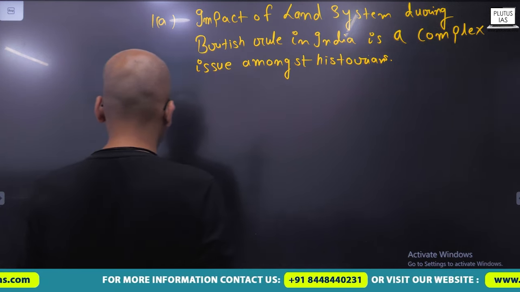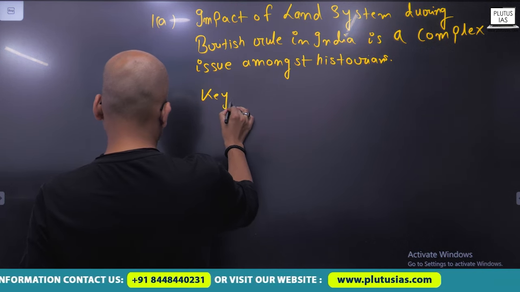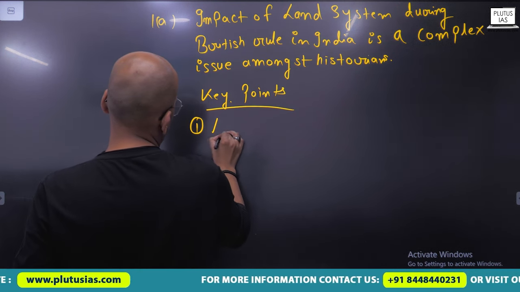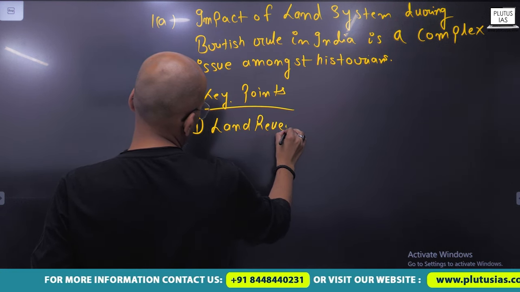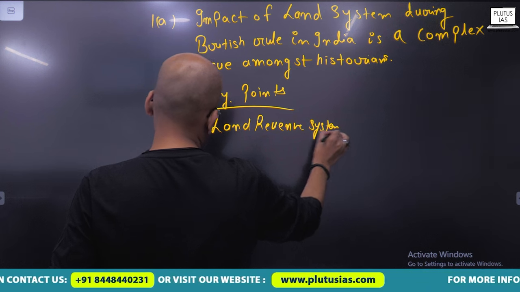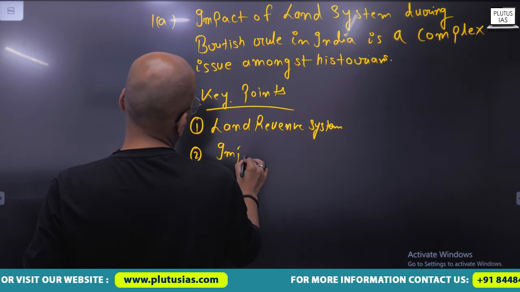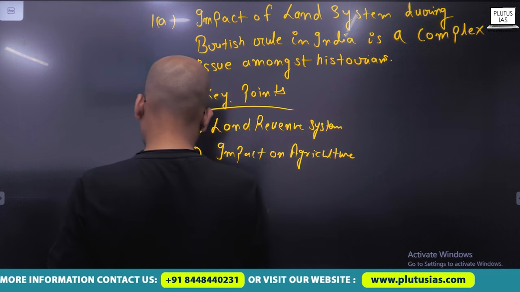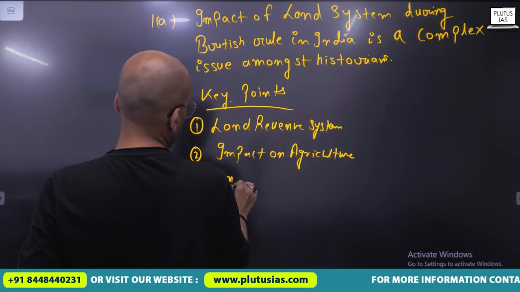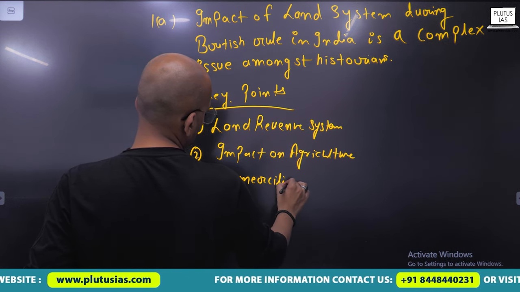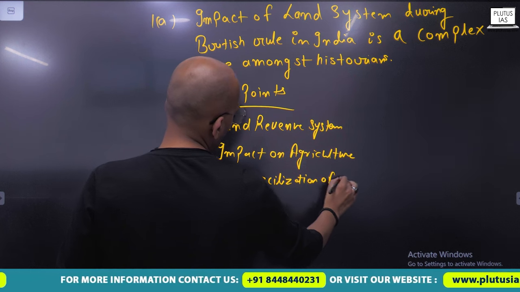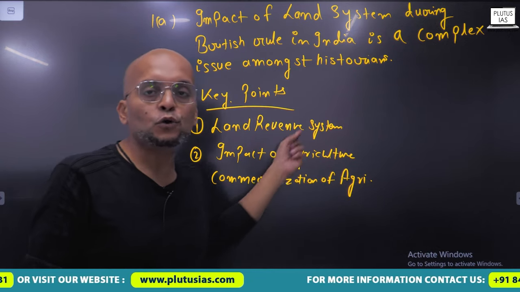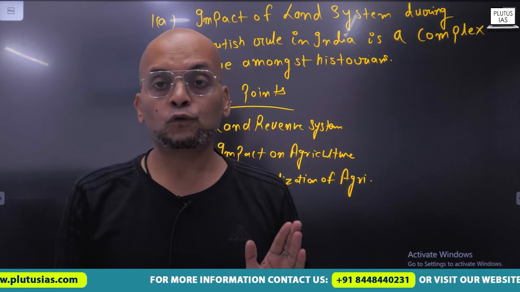Then you could directly jump to the key points regarding the land system during British rule. Points like the land revenue system, the impact of British policies on agriculture, and third, commercialization of agriculture. These are the key points. One or two lines on each point would have been more than sufficient.